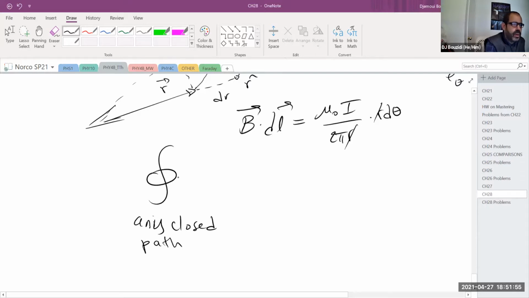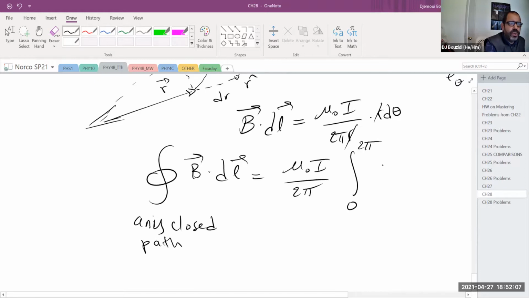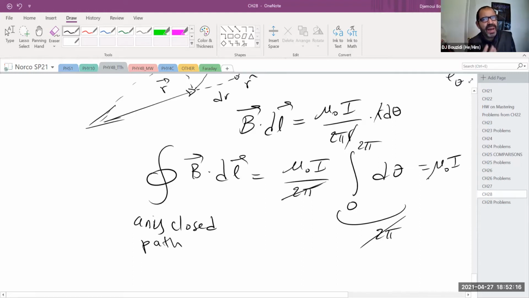it doesn't have to be a circle, of B dot dl, I'm going to be left with mu naught I over 2 pi because the r canceled. And the integration now is just through theta from 0 to 2 pi of d theta. And that is equal to 2 pi, which cancels that 2 pi. And the answer is still mu naught I. So regardless of what path you're taking, you're always going to get mu naught times I. That's a very important result.